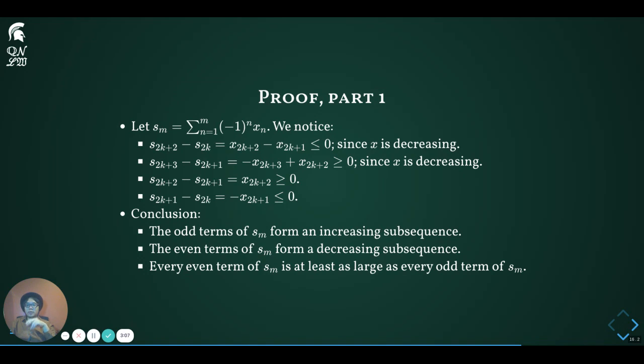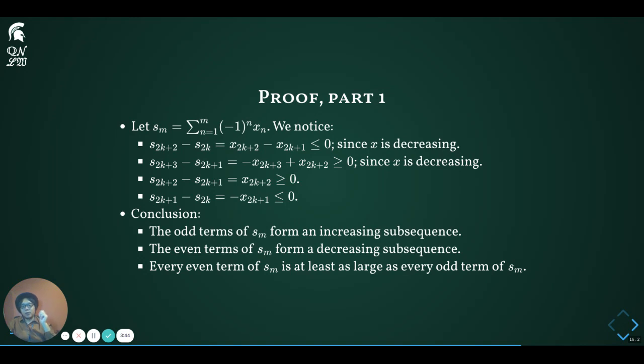This is because the difference between S4 and S2 is the term x4 minus x3, and x3 is larger. On the other hand, the difference between S5 and S3 is the sum x4 minus x5. With x4 larger, this means that going term to term along the odd terms of the sequence is increasing. Finally, going from an even term to the next odd term, the sequence decreases, while going from an odd term to an even term, the sequence increases.